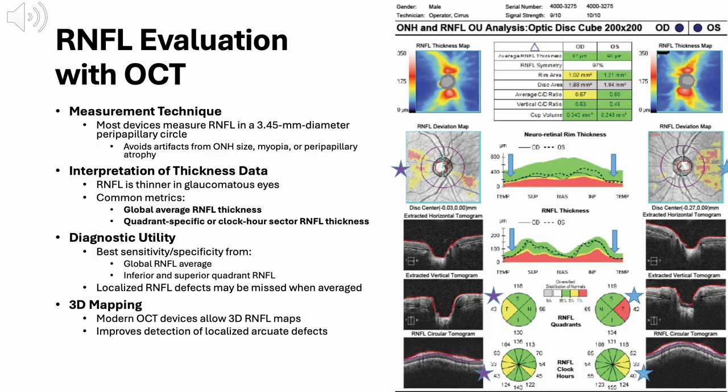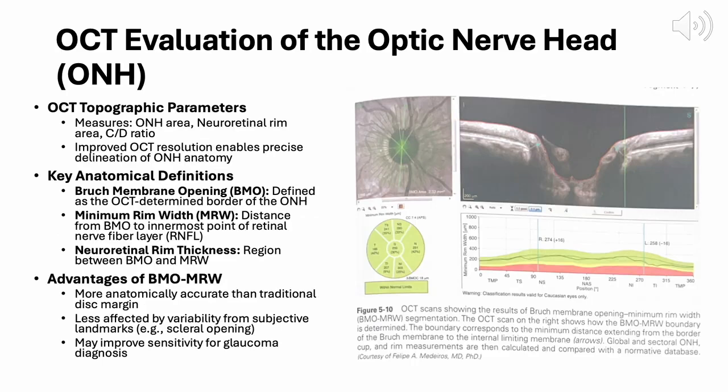When evaluating the optic nerve head with OCT, we're focusing on topographic measurements that give us structural detail beyond what we can see on clinical exam. First, the key parameters. OCT can measure the overall ONH area, neuroretinal rim area, and cup-to-disc ratio.